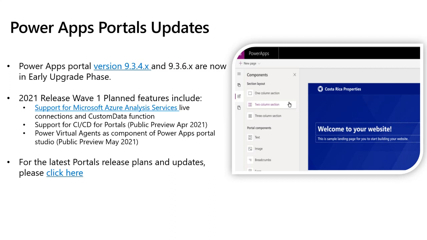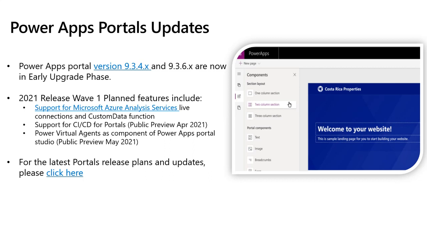In the latest versions, the 9.3.4.x and 9.3.6.x, those are in early upgrade phase. So you can opt in to early updates for your portal, and that's done through the Power Platform Admin Center as well. Typically, if you have a test or dev environment, you can opt in on those, and then you can test out those versions prior to moving to production.